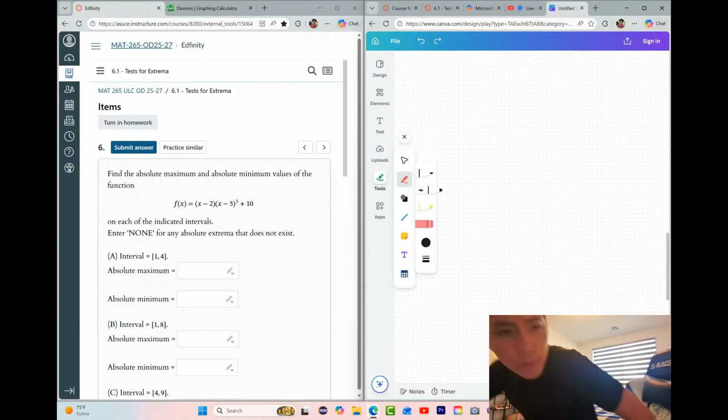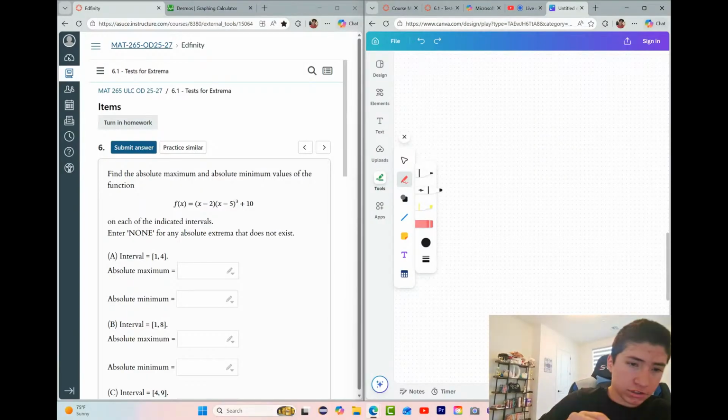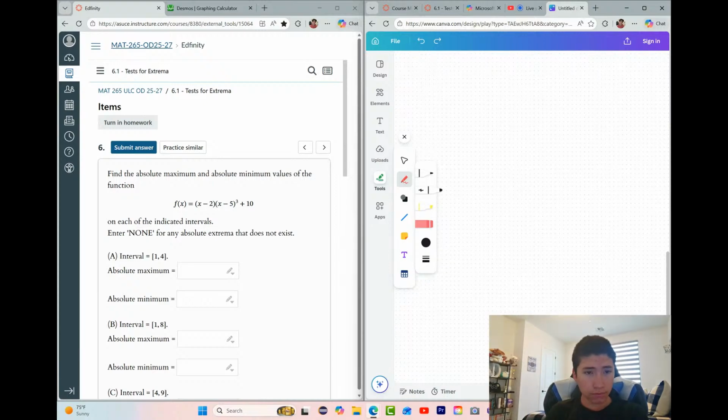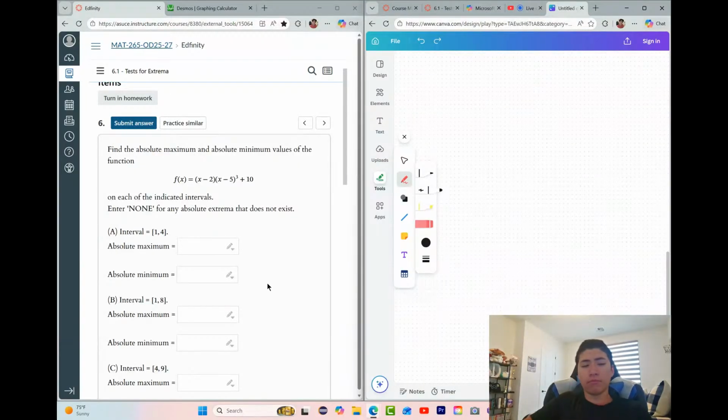There you go. So we need to find the absolute maximum and absolute minimum values of the function f of x on each of the indicated intervals. Oh, gotcha. Why is it saying an absolute maximum? I'm confused. What I remember is that absolute maximums are the maximum value throughout the entire domain. Weird. It's fine.